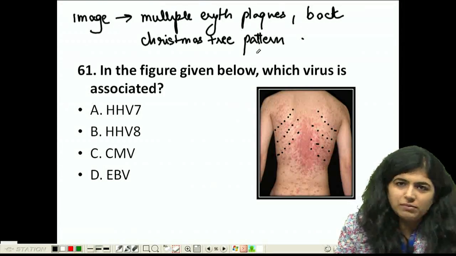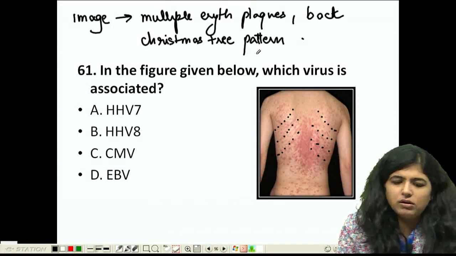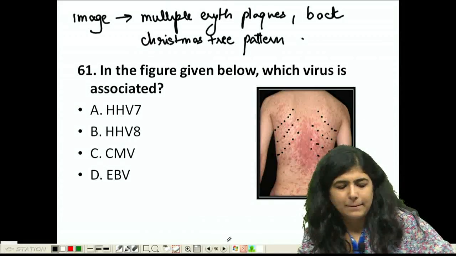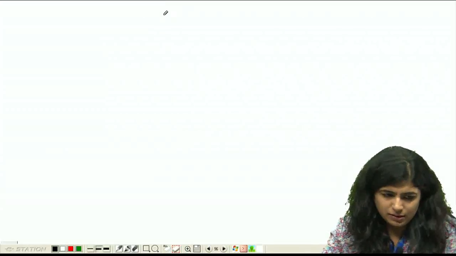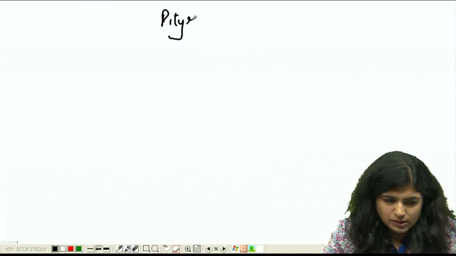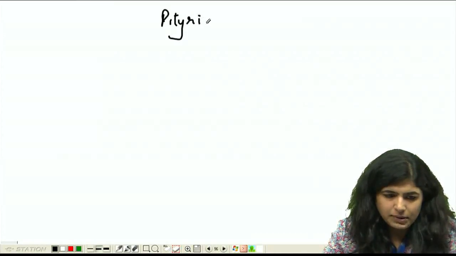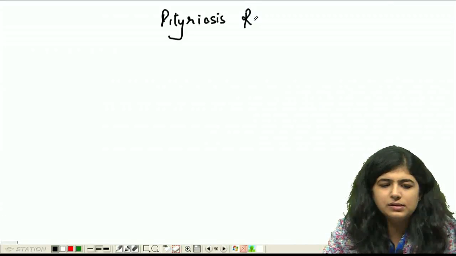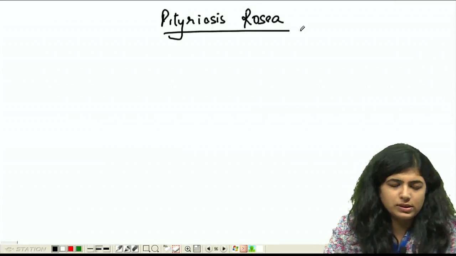Can you now tell me the diagnosis, yes or no? Tell me. For that we will read this. The diagnosis is Pityriasis rosea.